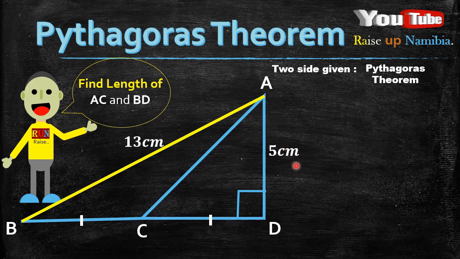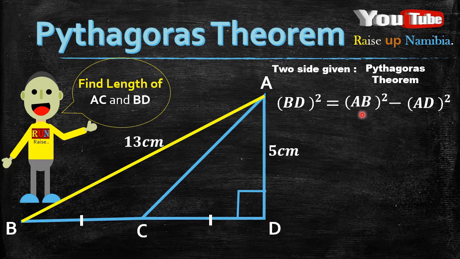So let's quickly write our formula for that. Since we are looking for BD, we write BD squared is equal to AB squared minus AD squared. Okay? Now what is our AB? Our AB is this 13. So we square that 13. What is our AD? Our AD is this 5. So we square that 5.